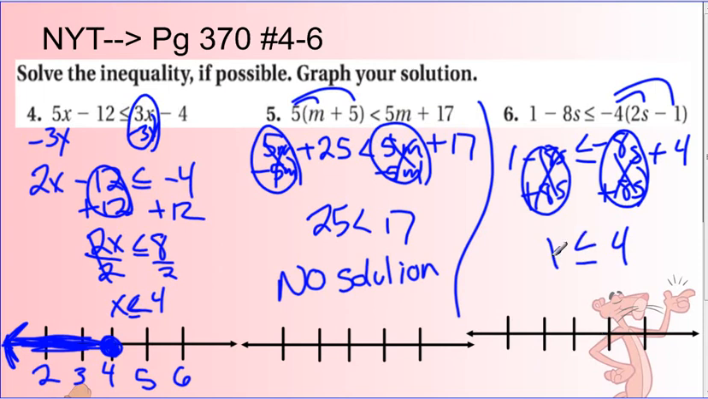So this guy's true. This is the first time we've seen one of these where it actually worked out true. 1 is less than 4, so the answer is not no solution. The answer is actually all real numbers. Everything. If you really wanted a graph, the graph is going to be everything. Both sides, all directions, everything in between. Every real number is a possible answer. All decimals, all fractions, all whole numbers, positives, negatives, zeros, anything you can think of is a solution to that problem.